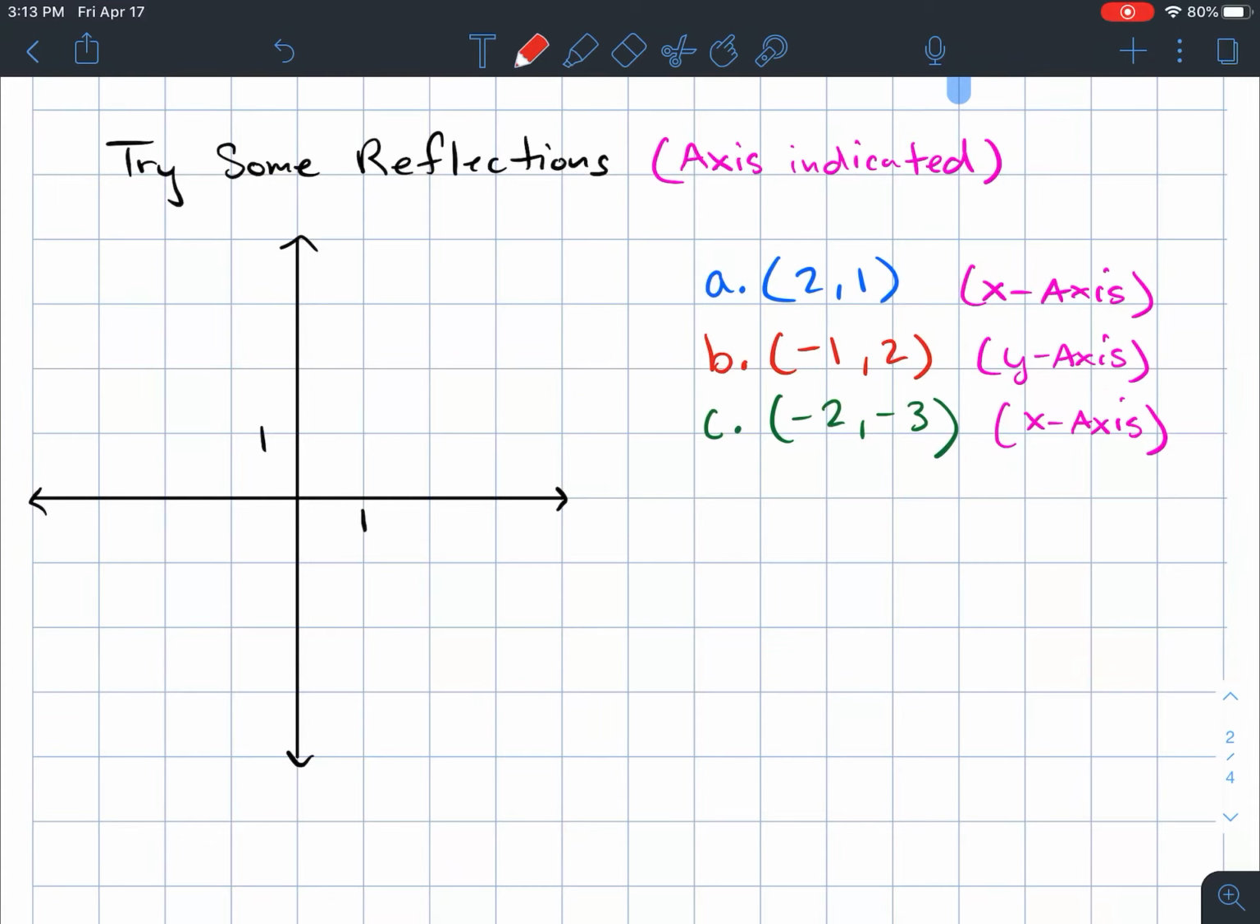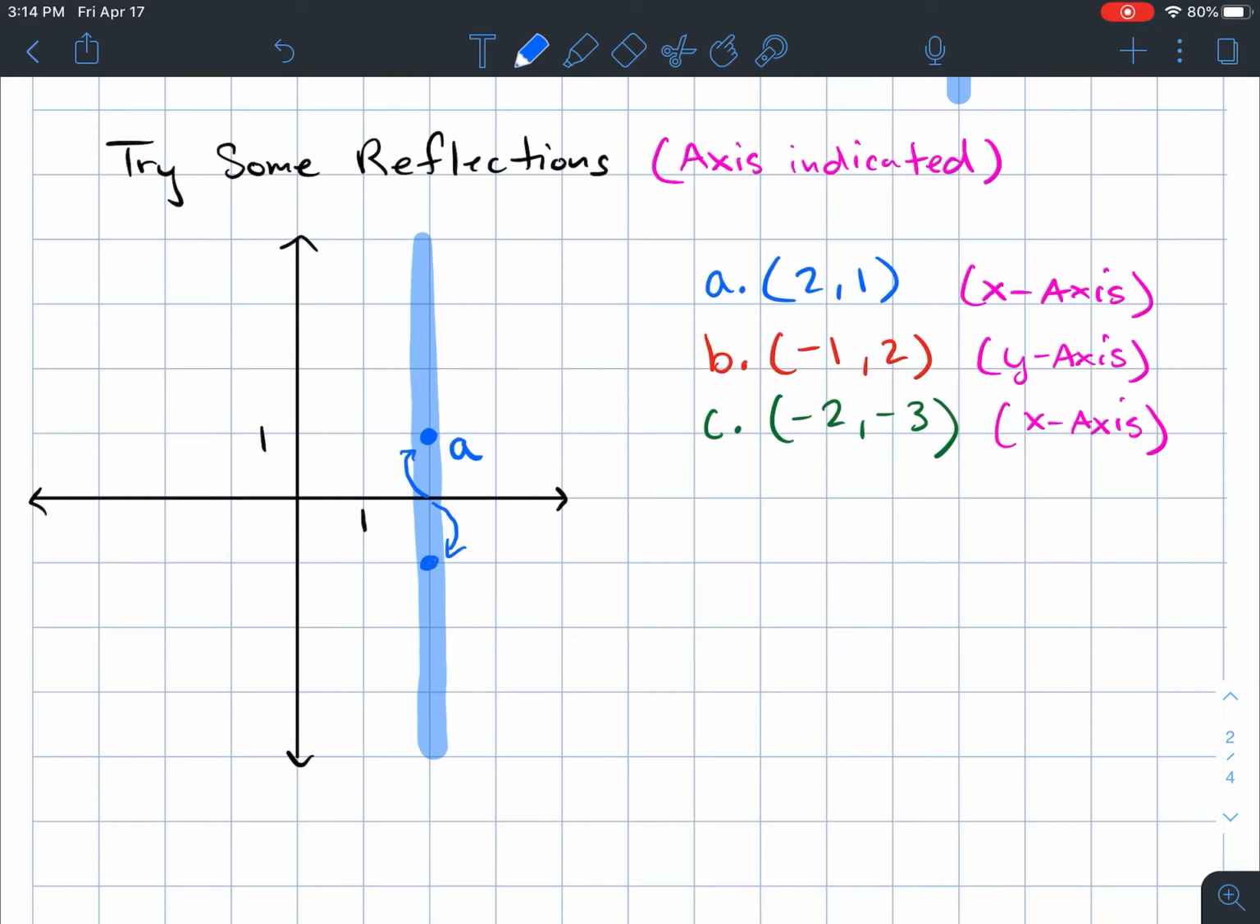So let's first graph point A, which is at 2 and 1. So I would go over 2 and up 1, and I would get point A. And it's asking me to reflect it over the x-axis. So that's going to be a reflection over this axis here. And again, it's going to stay along this vertical line, but we're just going to count how many units it is away from the x-axis. It's 1 unit away, so that means we go down 1 unit.